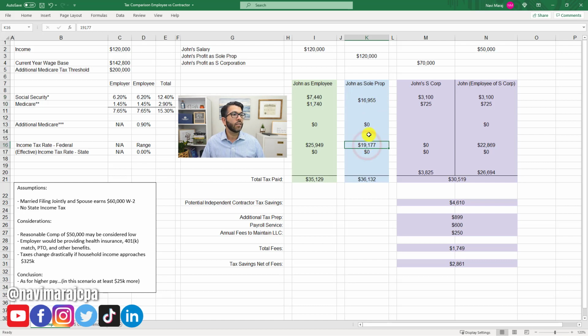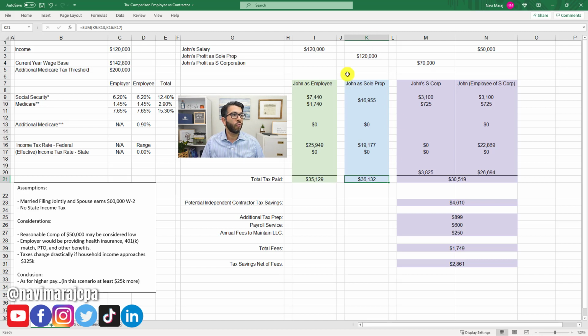How much income tax does John and his spouse have to pay? 19,000 and change. So the total tax, $36,132. So if the employer is going to now call you an independent contractor and pay you the same amount of money, you're in the hole, okay? You're paying about $1,000 more in taxes in this situation, all right?